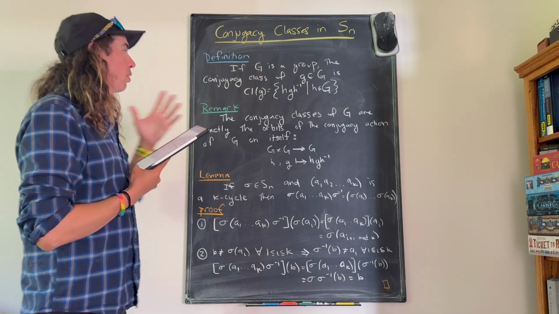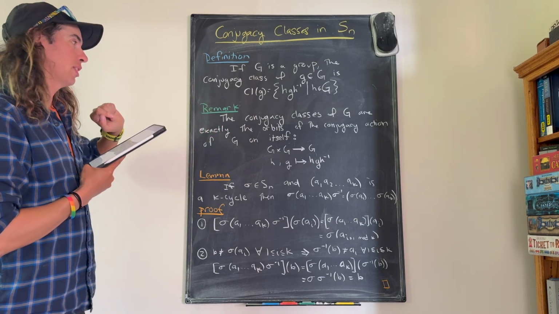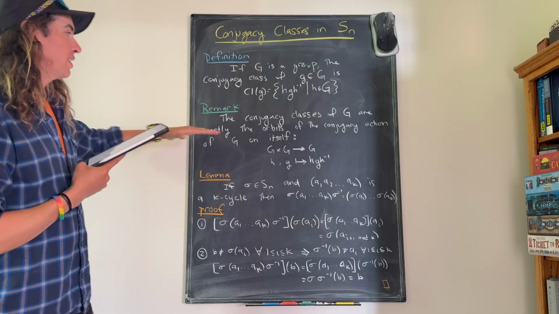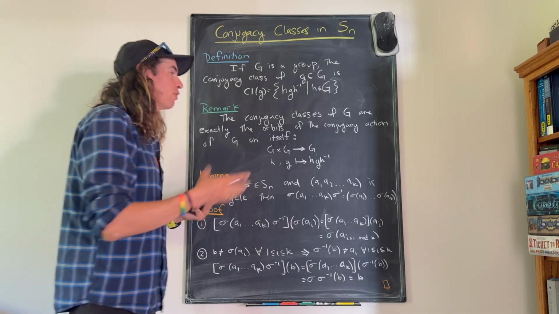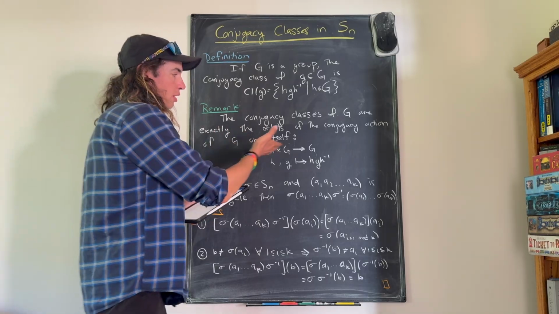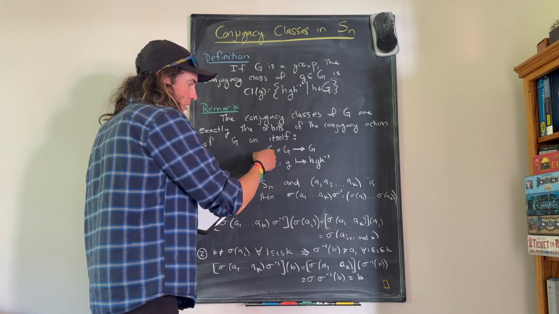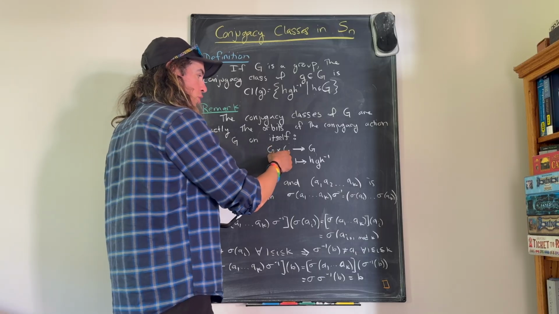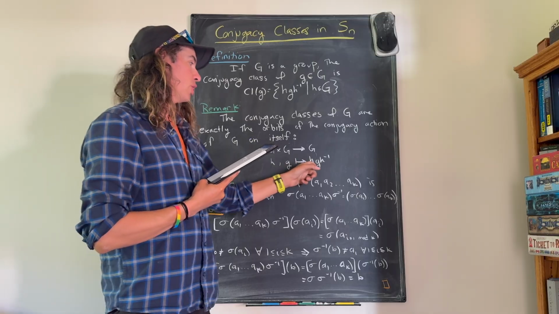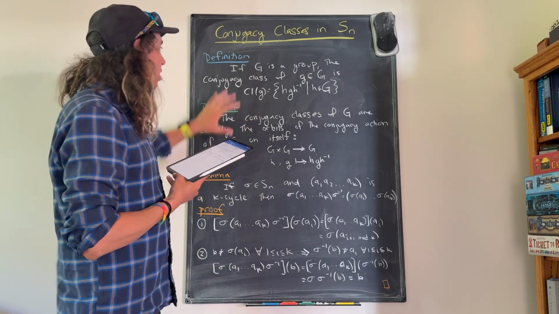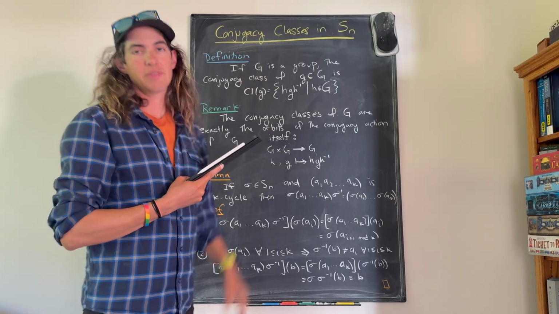Great, so one nice way of thinking about conjugacy classes is that they are exactly the orbits of the conjugation action of G on itself. Remember, whenever you have a group, there's an action of G on itself, given by the map from G cross G to G that sends (h, g) to h g h inverse. And the conjugacy classes are exactly the orbits of this action.